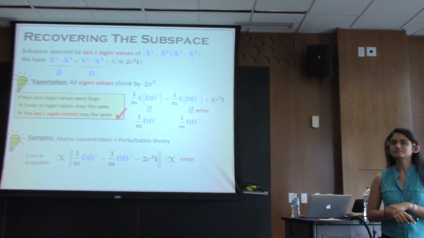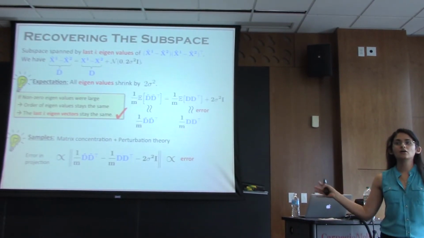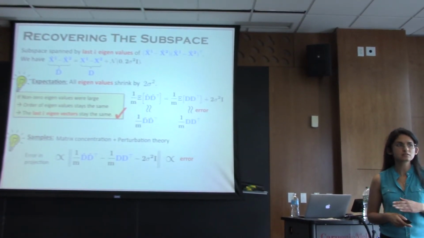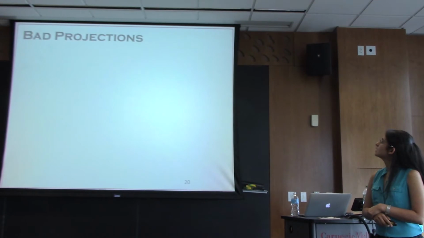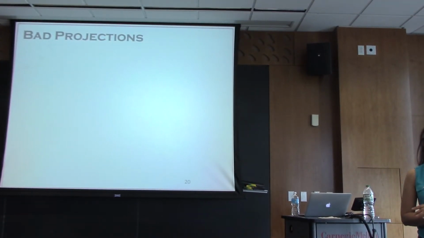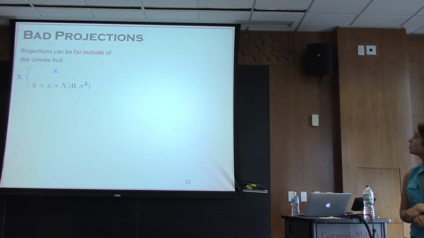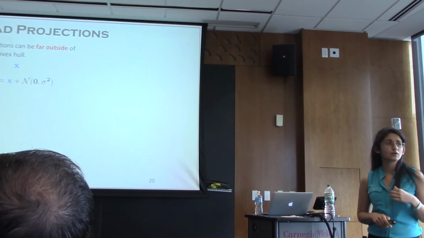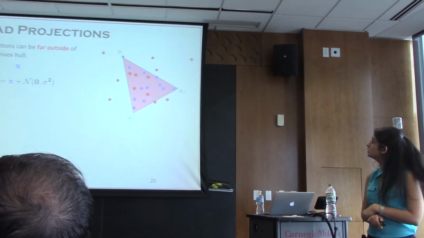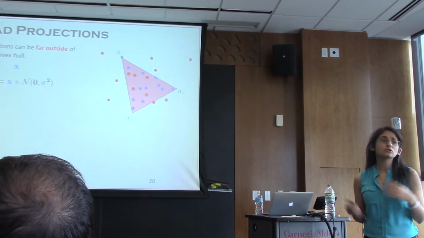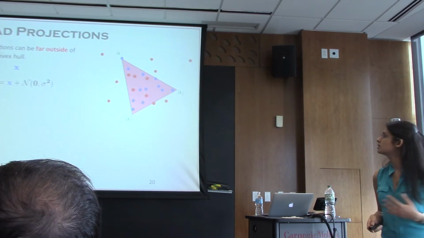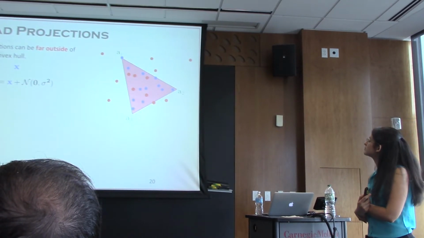Okay. So this is the overall idea of how you can deal with noise, at least for finding the subspace. Now let's talk about the problem with the bad projections. The problem was that we could have projections that are pretty far outside of the convex hull, and we want to at least detect them and get rid of them before we start taking the extreme points. So how are we going to detect them?